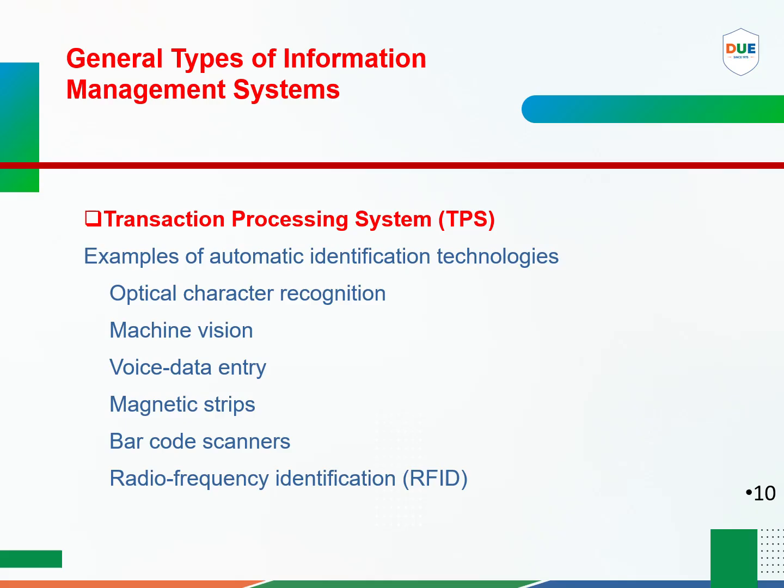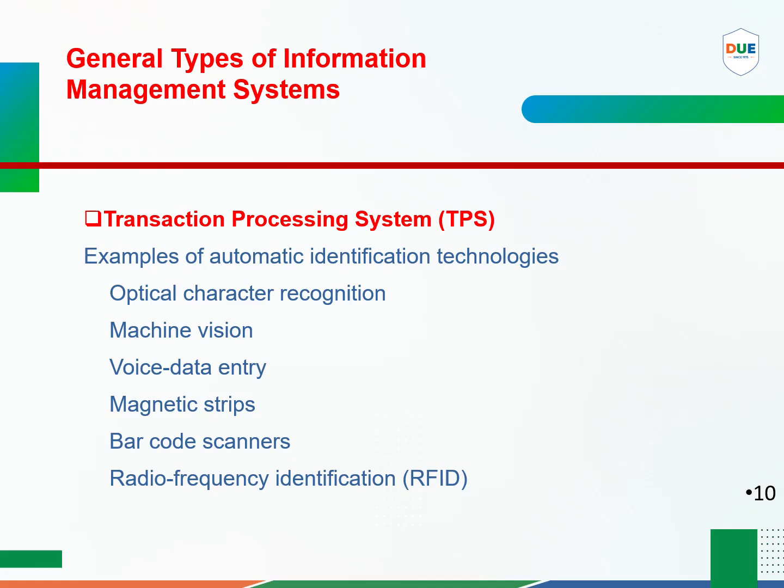On this slide we focus on automatic identification technologies that are closely linked to transaction processing systems. These technologies capture data about products or transactions with minimal human intervention and then feed those data into information systems. Examples include optical character recognition, which can read printed characters; machine vision, which uses cameras and image processing; voice data entry, where workers speak codes or quantities into a system; magnetic strips on cards, barcode scanners; and radio frequency identification, or RFID. Each technology has its own strengths in terms of speed, accuracy, cost, and suitability for different environments.